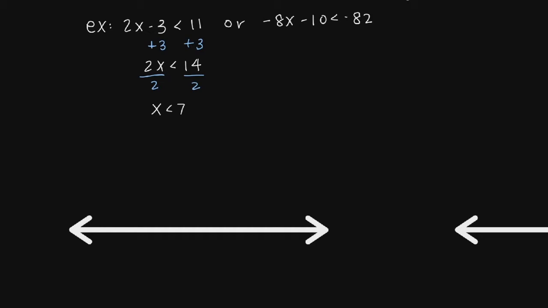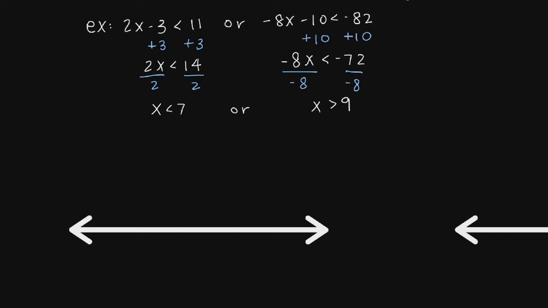And then on the right hand side, we're going to add 10 to both sides. Then negative 8x is less than negative 72. And then to get x by itself, we're going to divide by negative 8. And since we're dividing by a negative, we have to switch this to a greater than instead of a less than sign. So greater than 9. So our final answer would be x is less than 7 or x is greater than 9.